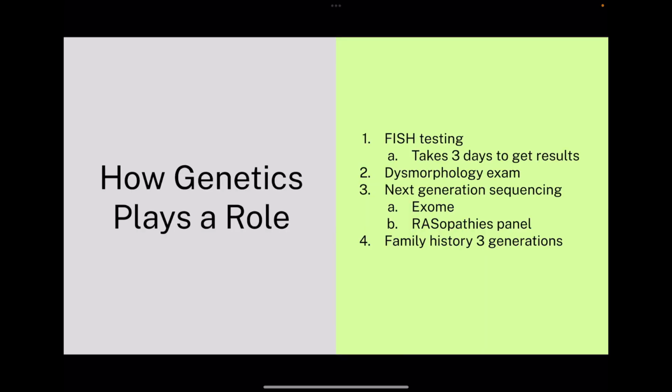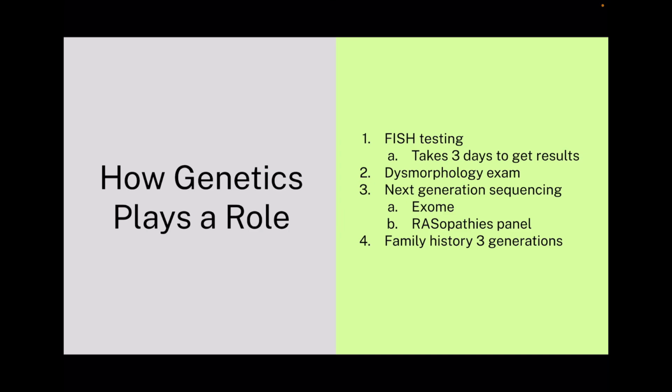Now we will go into the genetics that play a role in autosomal dominant disorders. First, a geneticist can do FISH testing. FISH stands for fluorescence in situ hybridization, and it's used to identify specific DNA sequences within a cell or tissue sample. This is best if the patient is in the hospital and there is a potential for them to have an autosomal dominant disorder, because it only takes 3 days to get results back.